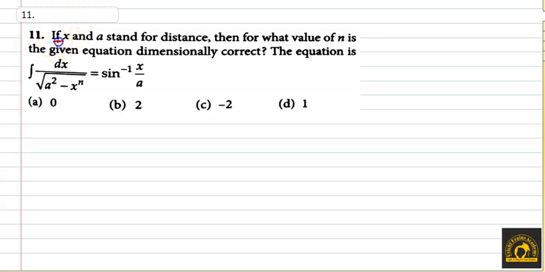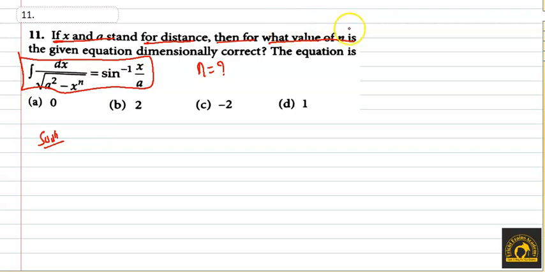If x and a stand for distance, then for what value of n is the given equation dimensionally correct? Let's see the solution. This is the given equation. In this equation you have to find out the n value. What is the n value?